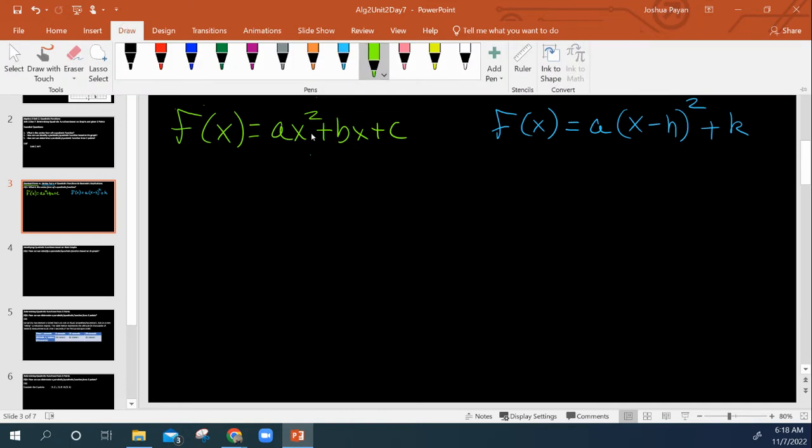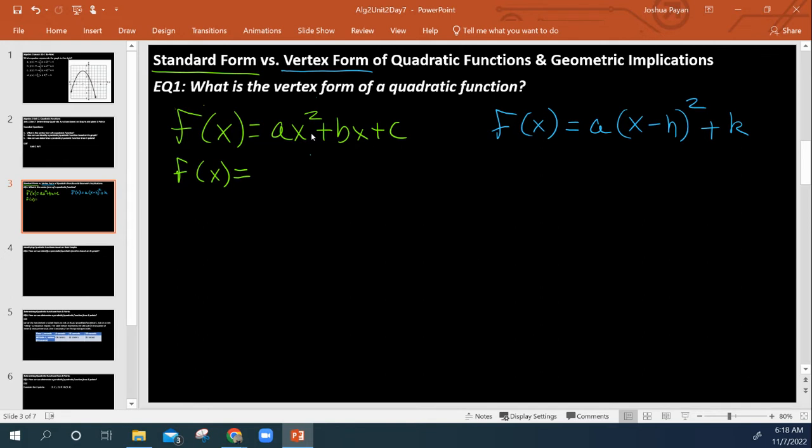There are some similarities here, so let's start with a concrete example. Let's say I had f of x is equal to 2x squared minus 8x plus 7. That's in standard form, so we know what that's going to look like more or less. This a term is positive. We've already figured out that a positive a term means we're going to open upwards. We've also figured out that this plus 7, the c here, is going to be our y-intercept. So whatever happens, we know our y-intercept is at 7.